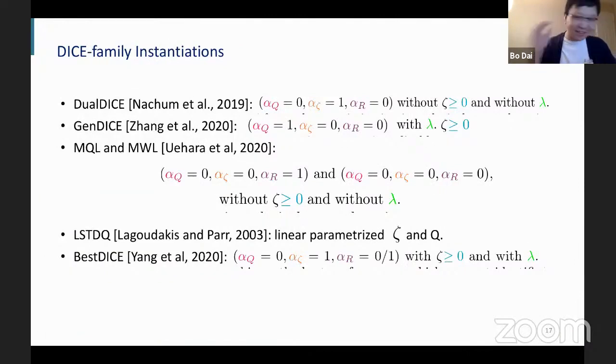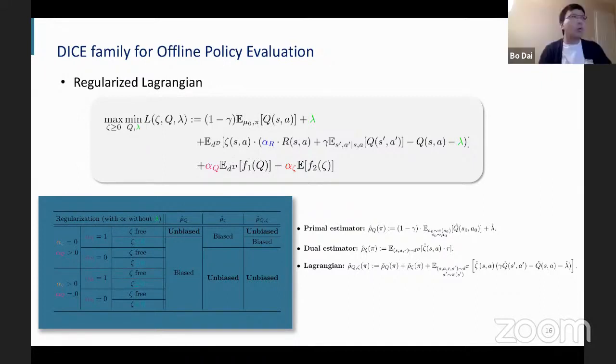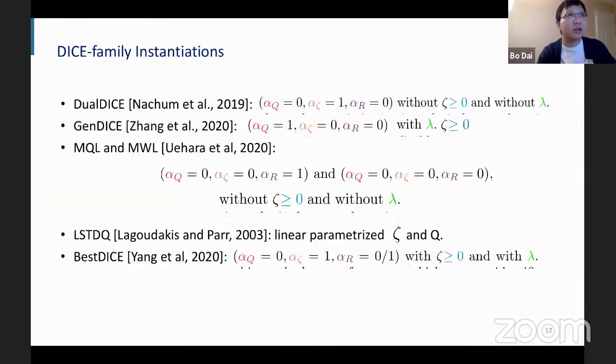Sorry, might I ask a question? Sure. The first question is, what exactly are these F1 and F2 functions? F1 and F2 are just two convex functions. Roughly speaking, for example, the L2 norm is a good example. It's convex, so we sometimes use it for regularizing, so that some norm is not large.